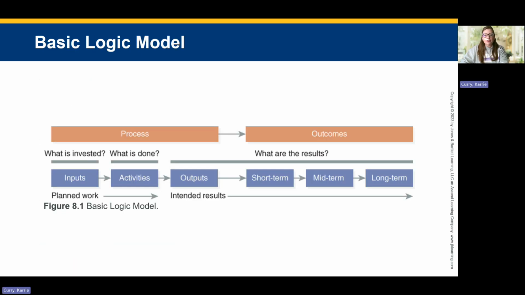This figure distinguishes between planned work and intended results. Inputs, activities, and outputs represent what we directly control. Short, mid, and long-term outcomes are increasingly shaped by context, systems, and structural conditions. A common critique at the doctoral level is overconfidence in long-term outcomes without sufficient attention to contextual constraints.